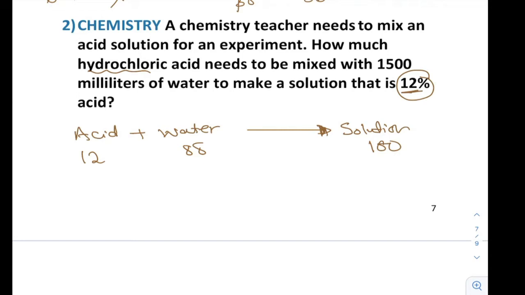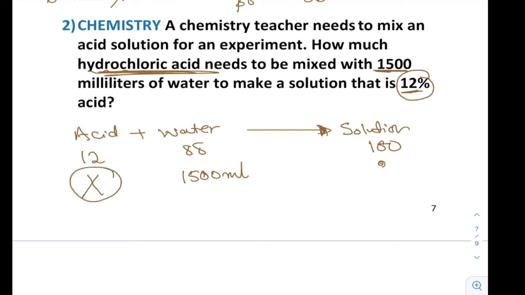Now let's go back. How much hydrochloric acid needs to be mixed? So this one is unknown. With 1,500 milliliters of water, so I will put this under water, to make the solution that I don't know. Right, I don't know the solution quantity, but you can have this conclusion.